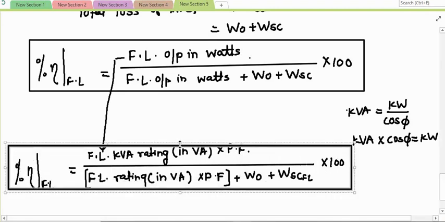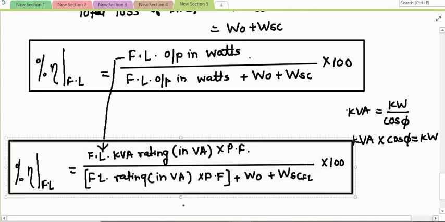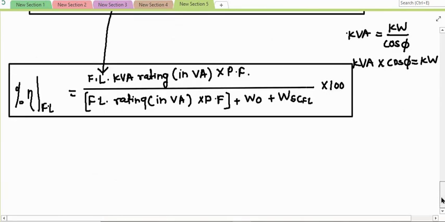So if the kVA rating of the transformer is given to you, then convert that kVA into volt ampere by multiplying it by 1000, multiplied by power factor, so that you will get the output in kW. This is the efficiency at the full load. But the efficiency at any other load can also be found out.